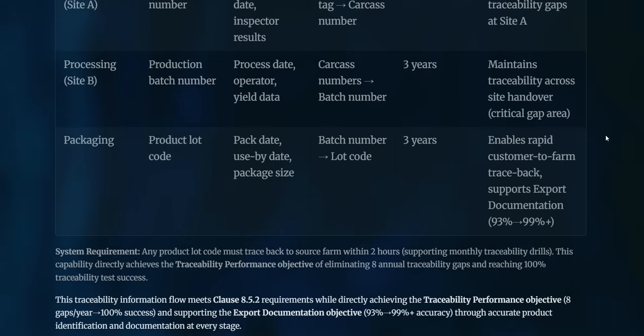This traceability information flow meets clause 8.5.2 requirements while directly achieving the traceability performance objective, which is the 8 gaps that we need to eliminate for 100% success, and supporting the export documentation objectives, which we want to raise to 99% accuracy through accurate product identification and documentation at every stage.